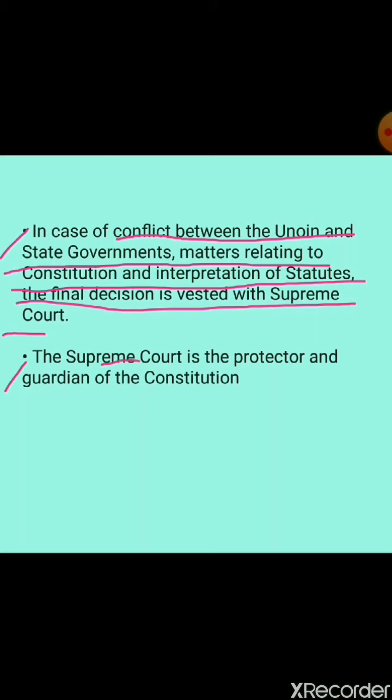Next, the Supreme Court is the protector and the guardian of the constitution. Let me tell you, students, whether the nation is working according to the constitution or not is seen by the Supreme Court. So the Supreme Court is said to be the protector and guardian of the constitution because the judiciary has the main power. Supreme Court decisions or judgments need to be followed even by the parliament, because the constitutional provisions are maintained by the judiciary, that means by the Supreme Court.